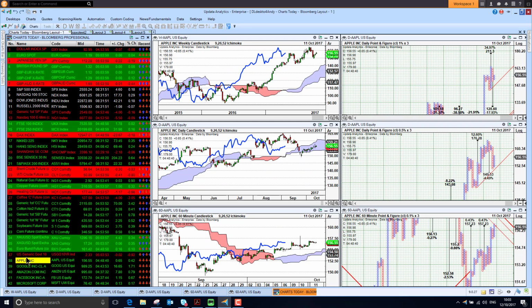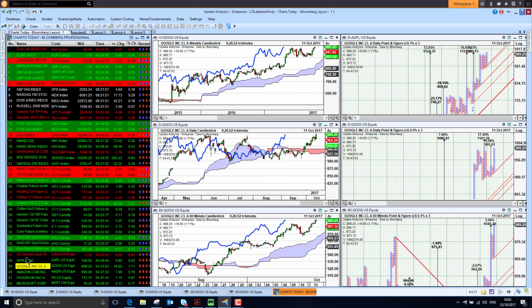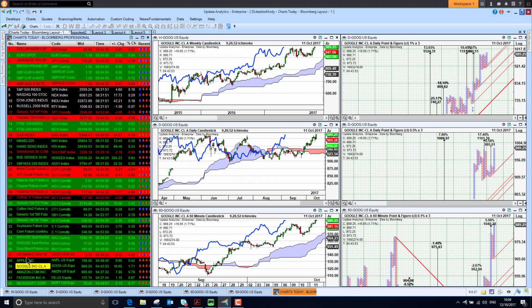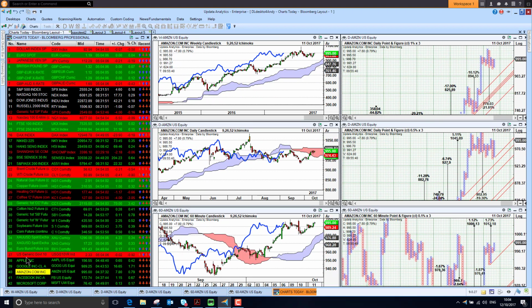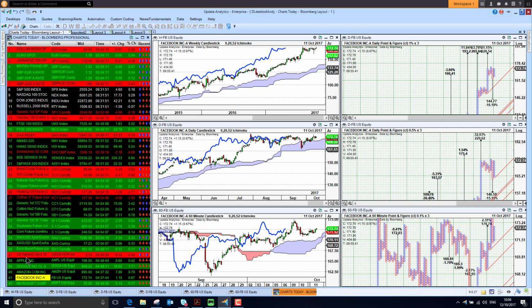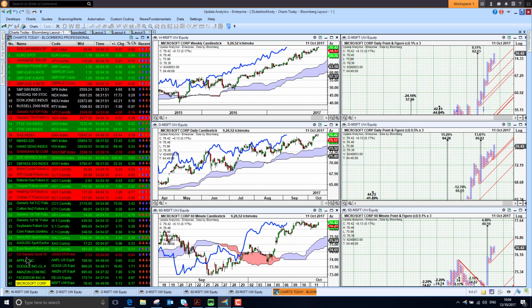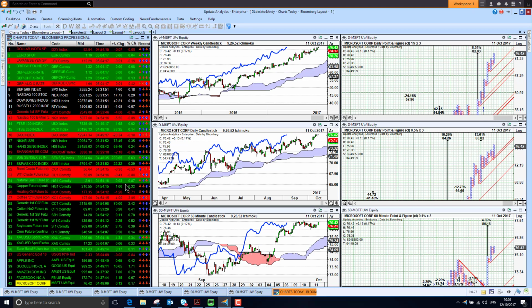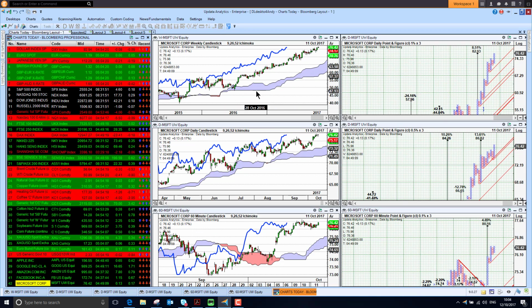Apple looking strong still in its recovery. Google looking very strong, pushing for new highs here, and Amazon also now recovering quite strongly as well. Facebook still stuck in these low 170s, but still looking bullish with lots of upside targets. And Microsoft looking very strong as well. If you look at the trend for the last year, Microsoft has done very, very well.